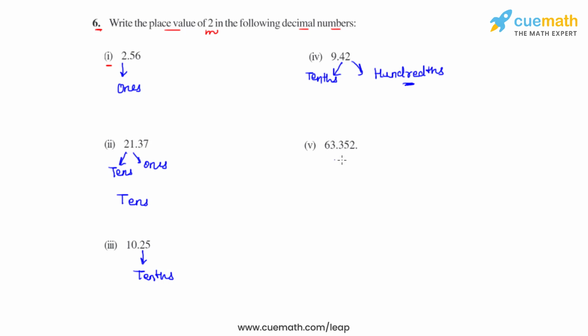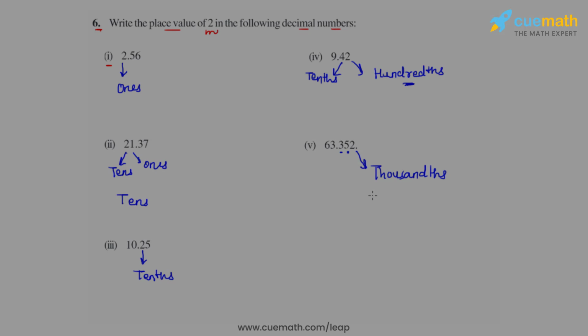Coming to the fifth bit, the decimal number is 63.352, wherein 3, which is after the decimal point, is at tens place, 5 is at hundreds place and 2 is at thousands place. So the answer for the fifth bit is that 2 is at thousands place, and this is how we solve question number 6.